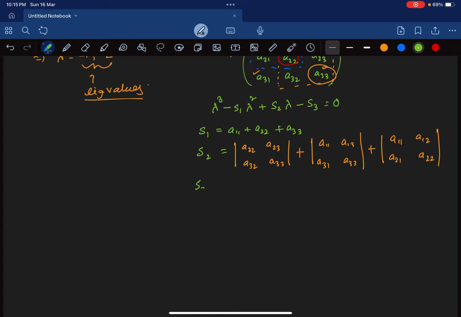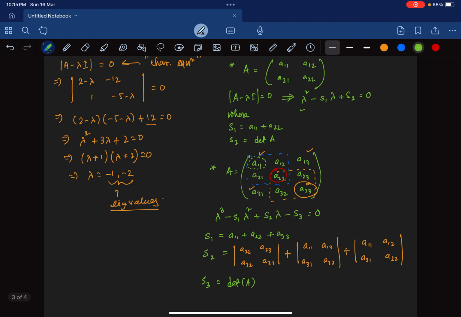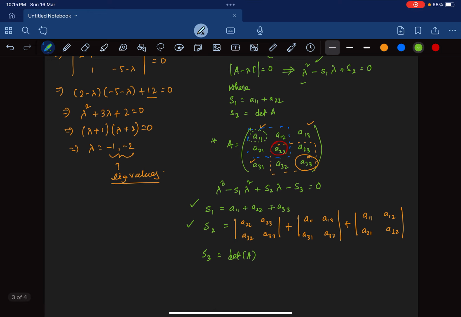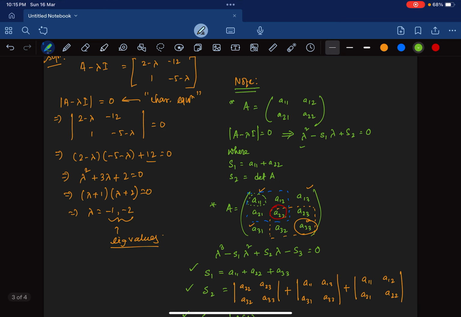And what about this S3? S3 is nothing but determinant of this given matrix A. Okay, so if it is 3 cross 3, you can take this treatment, that means just find the principal diagonal sum, S2 is given by the principal diagonals' corresponding minors, add them, and S3 is given by the determinant. So these are two shortcut techniques by which one can immediately find the characteristic equation and get the values for eigenvalues.